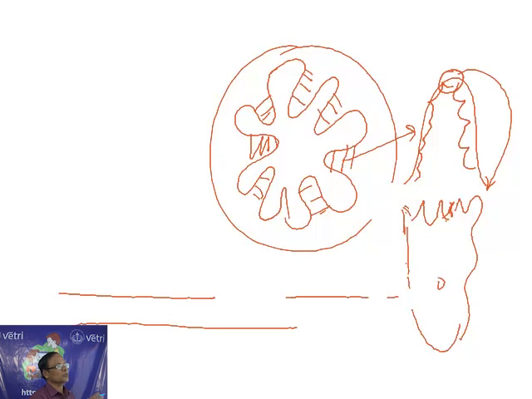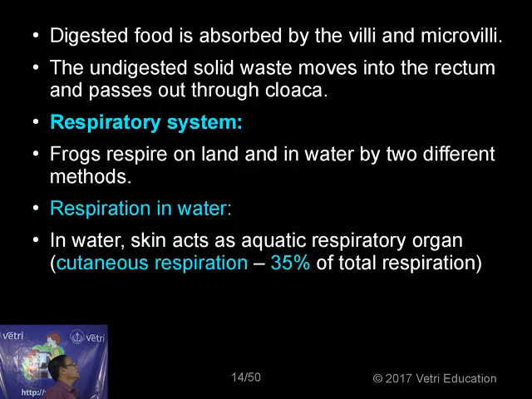We will discuss more and more in the next system, the digestive system in humans under physiology. Now, digested food is absorbed by the villi and microvilli. Microvilli are minute hair-like structures present in each cell, and a villus is formed by the combination of many cells, a single layer of cells, a finger-like projection formed from the inner wall of the intestine. Now, the undigested solid waste moves into the rectum, where it is stored for a while, and is eliminated through the cloacal aperture.